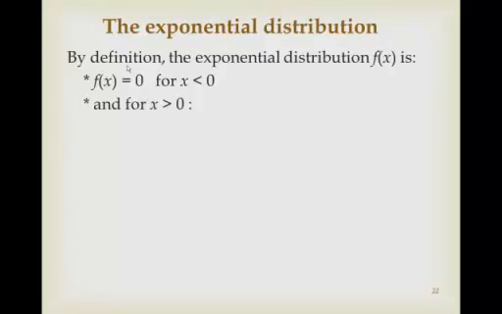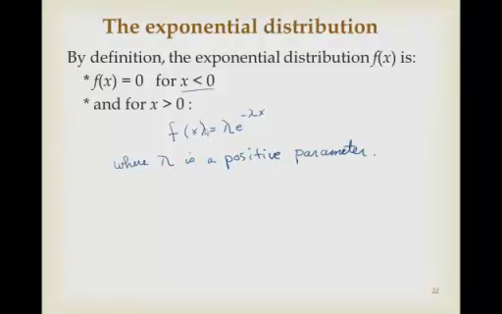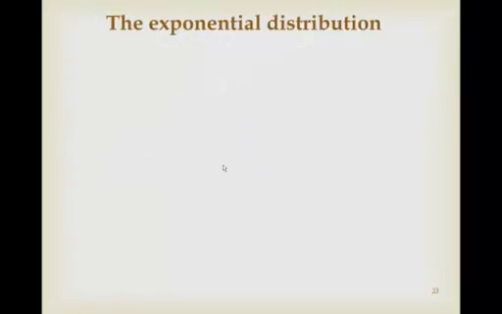By definition, the exponential distribution is defined to be 0 for x less than 0. And for x greater than 0, we have f(x) equal to lambda e to the minus lambda times x, where lambda is a positive parameter. But what is that exponential distribution?